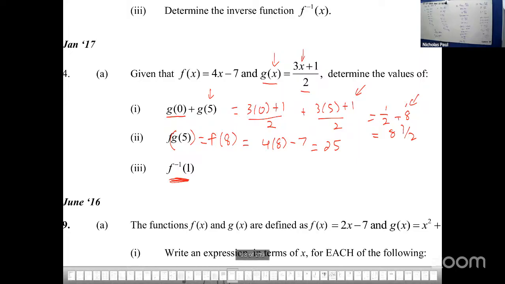As I said, in order to find f inverse of 1, we need to get f inverse of x first. F inverse of 1 means x is 1. So we're going to find the inverse first. Let y equal 4x minus 7. Interchange x and y, and then solve for y. I got x plus 7 over 4. Now they want us to find f inverse of 1. So that'll be 1 plus 7 over 4. 8 over 4 is 2.